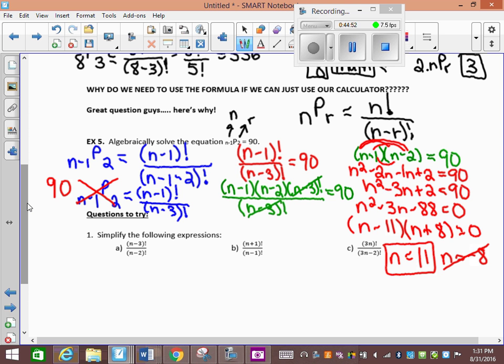You can try it out. Go 11 minus 1, so that's going to be 10. That's 10 P 2. 10 P 2 in your calculator should be 90. If it's not, you solved it wrong. Okay?